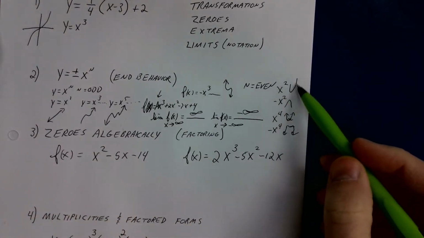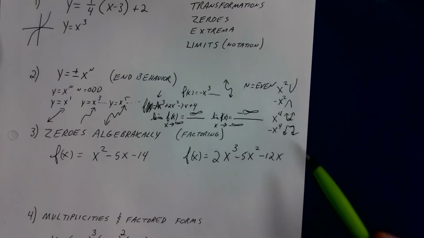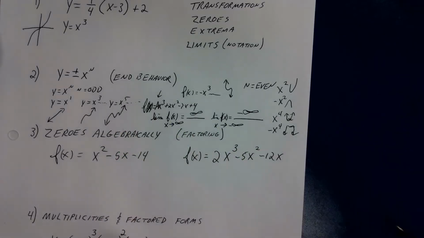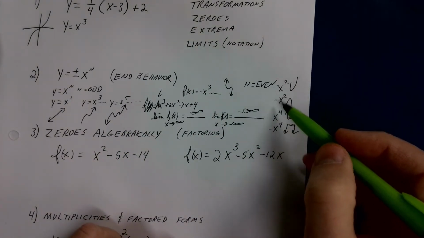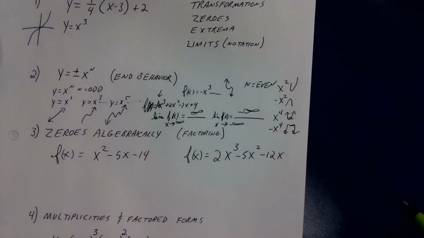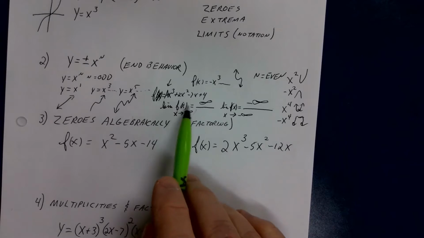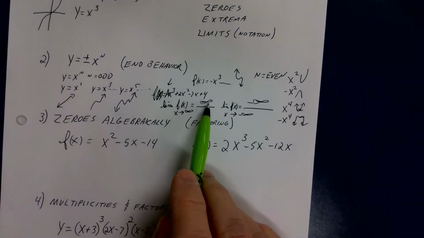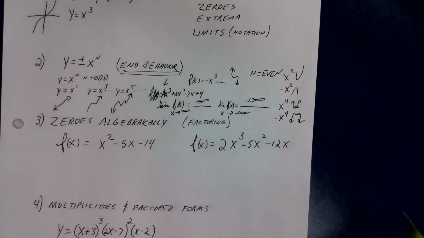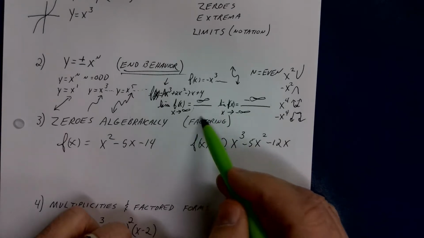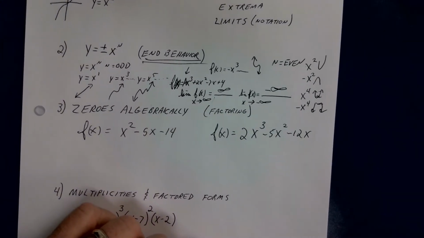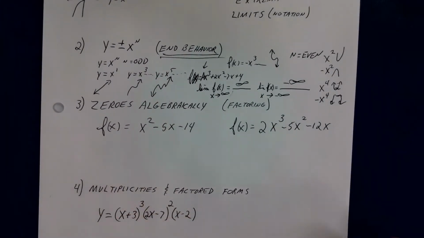So even degrees, they go the same directions. Odd degrees, they go opposite directions. Leading coefficients change whether or not they go up or down. And then, again, this is our notation, just saying what does the function head towards? Its end behavior when x's get really big or really small. Okay? So that's basic on that.